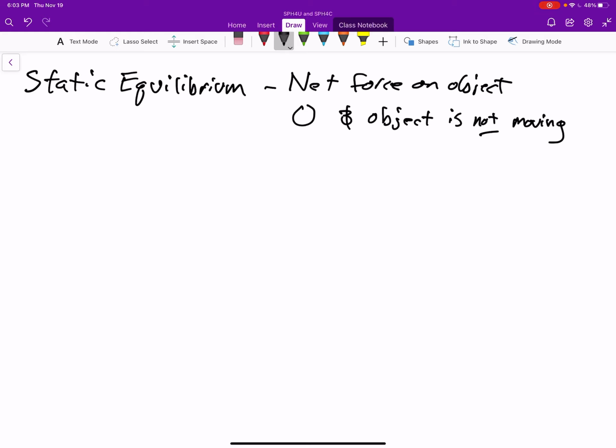So we have to build a new understanding for this. The static equilibrium is the one that you assume, but then here's another one that is a bit strange to picture: we have dynamic equilibrium.